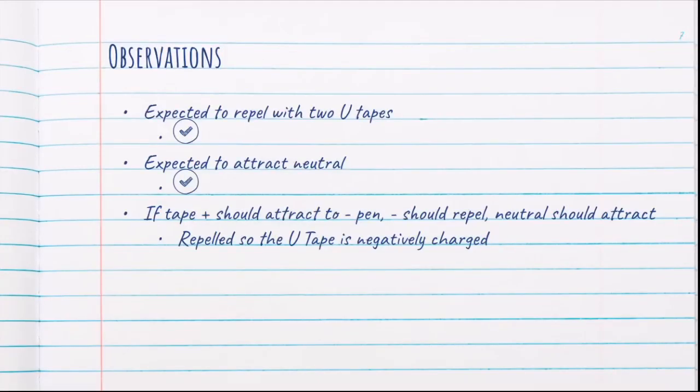I expected the U-tape to repel each other and attract a neutral object, and that's what happened. And with the interactions with the negative pen, if the tape was positive or neutral, it would have attracted it, and if it was negative, it would have repelled, and it repelled, so you know that the tape is negative.